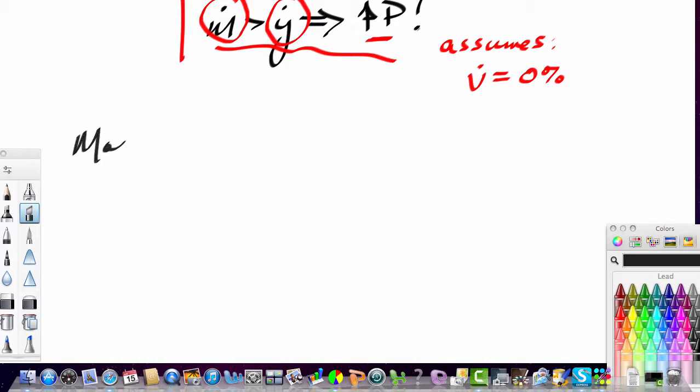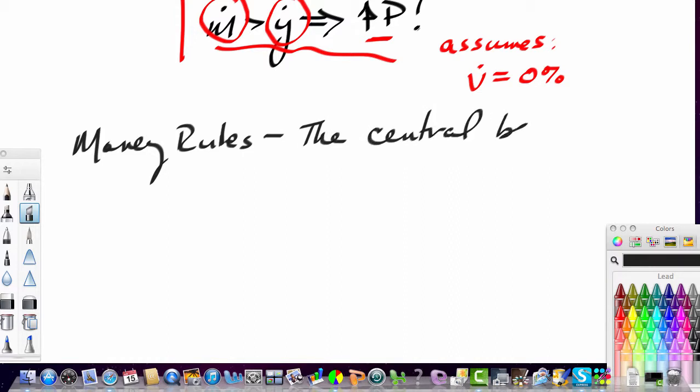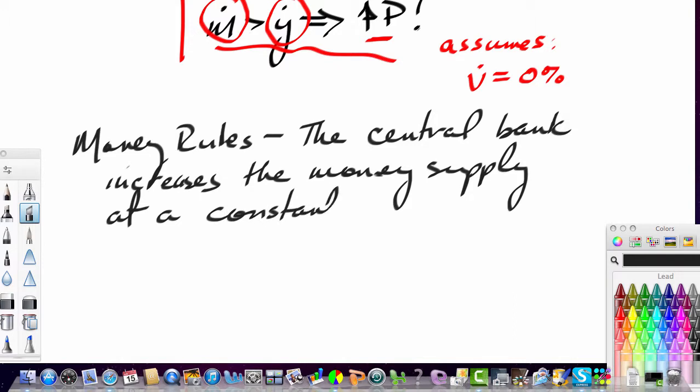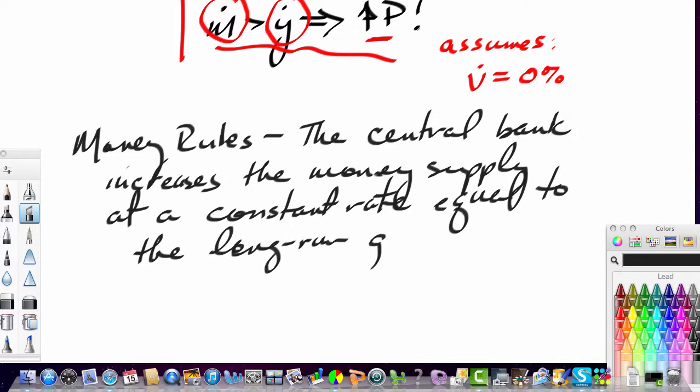All right, so let's go ahead and define money rules. Under a system of money rules, the central bank, in the case of the United States, this would be the Federal Reserve System, increases the money supply at a constant rate equal to the long run growth rate of real GDP.